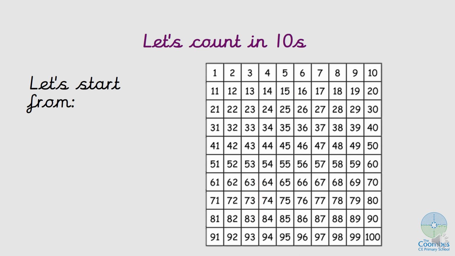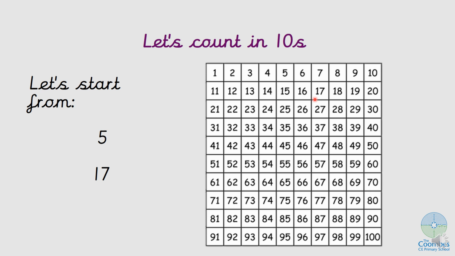Let's look at our first number. We're going to start from 5 and add 10 each time. Are you ready? Count with me. 5, 15, 25, 35, 45, 55, 65, 75, 85, 95. Great counting. Let's see our next number.